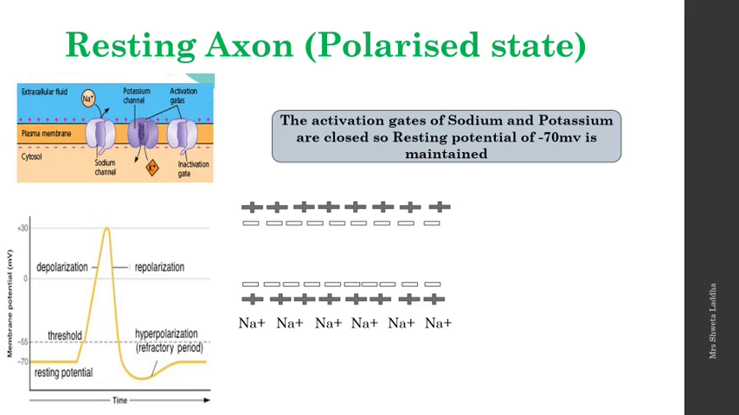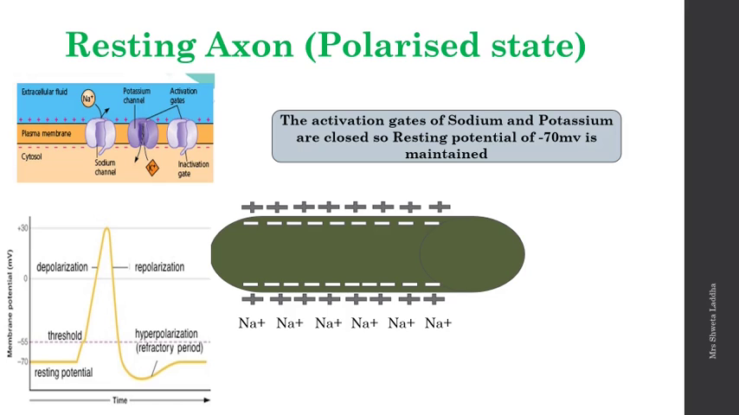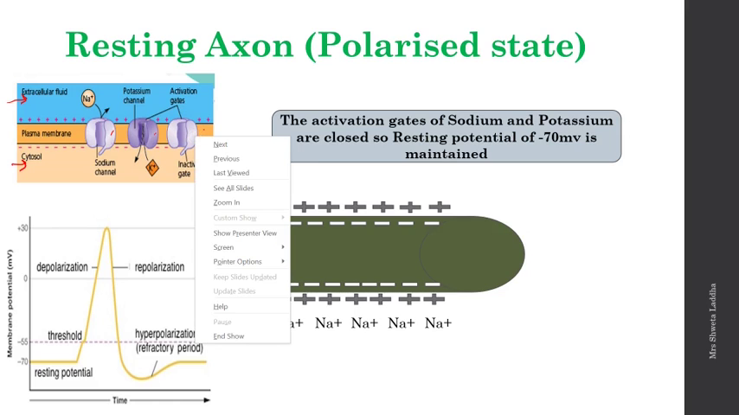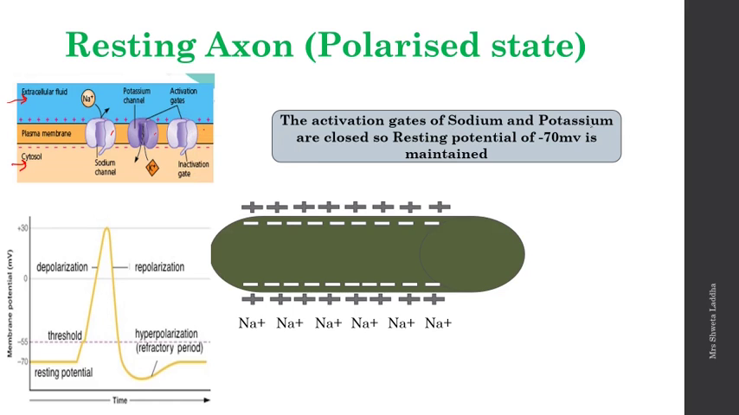It's very simple, students. Let us see one by one what it is. The activation gates of sodium and potassium are closed. Look at this picture again. This is the ECF, the extracellular fluid. This is the internal fluid, the intracellular fluid, also called cytosol. You can see there are gates. This is a sodium gate. This is a potassium gate. This is again a sodium gate. These gates are closed. The sodium and potassium gates present on the plasma membrane are closed.